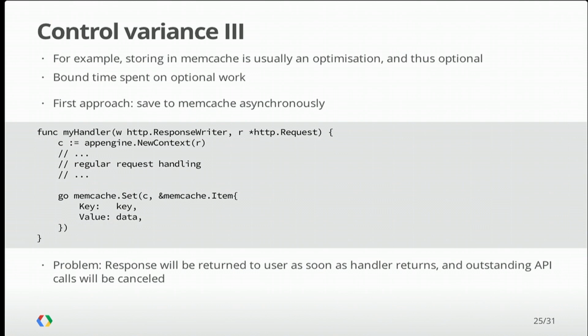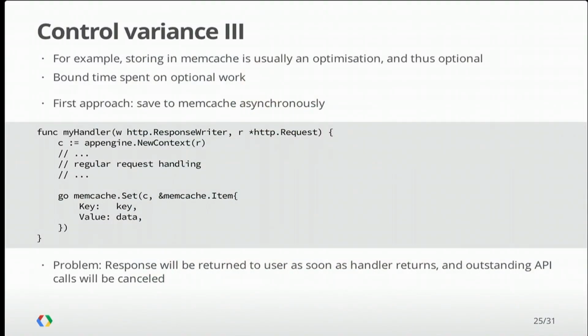In our request handler, we might just kick off a memcache.Set operation at the bottom in its own goroutine. And we think, that's great, my request will immediately return and Memcache will do its thing behind the scenes. But the problem here is that in the App Engine model, the scope of your context objects are bound to the scope of the request. So any API calls have to be done while the request is still going. And as soon as the HTTP handler returns here, your context will be invalidated, and any outstanding API calls will be cancelled. So we can't do this.